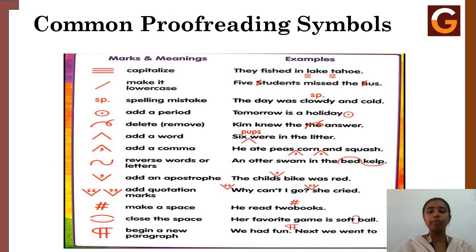And these are the common proofreading symbols. So the first one is to capitalize. These are the marks and the meanings of those marks. So you can just look into the marks, and each and every mark has its own meaning.